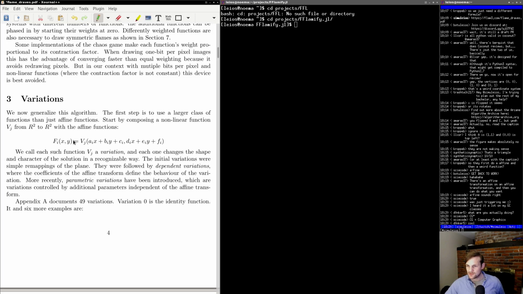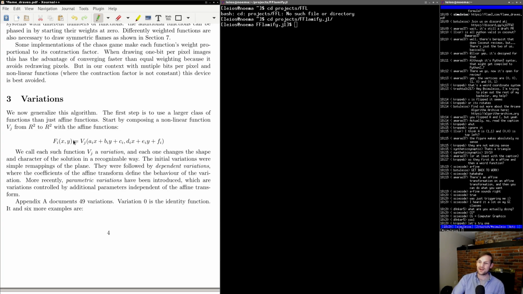So what Amaris is saying is there's an affine transformation on an affine transformation, and then you can do whatever you want. Right. So that was what I was trying to figure out. Is it an affine transformation into a space that you can then do whatever function you want, and then an affine transformation out?